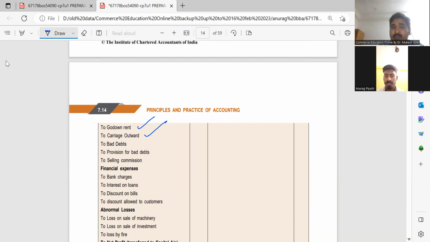Carriage inward means carriage on purchase, right? Yes, sir. Carriage inward will be shown in the trading account and carriage outward will be shown in the profit and loss account. Bad debts, provision for bad debts, selling commissions.